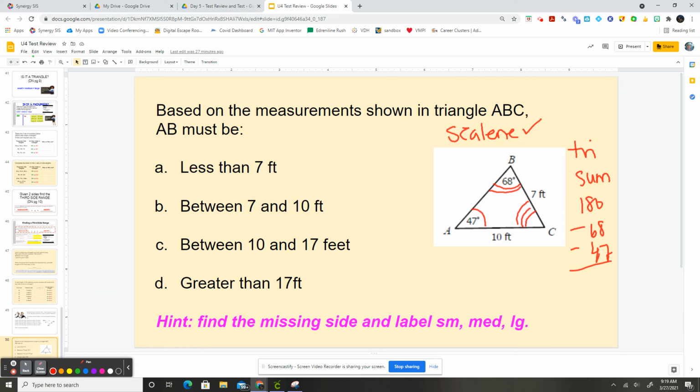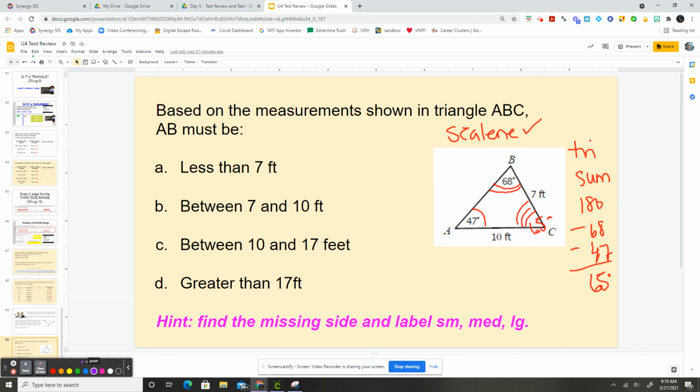Again, I'm grabbing my calculator. You should be doing the same thing. Don't just sit back and consume this information. Actively sit up, grab your calculator, and try to find it yourself. So I've got 65 degrees is angle C.